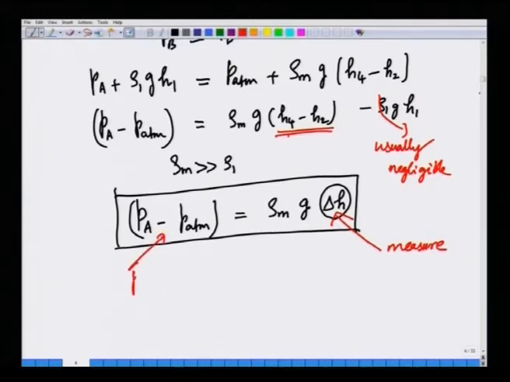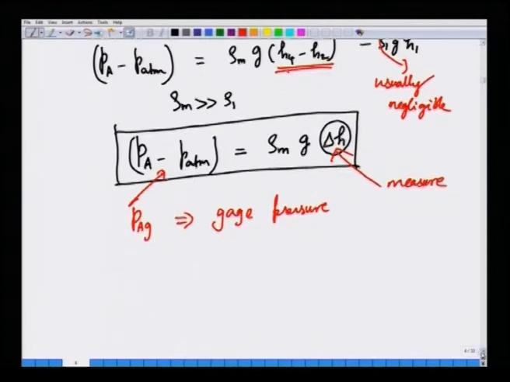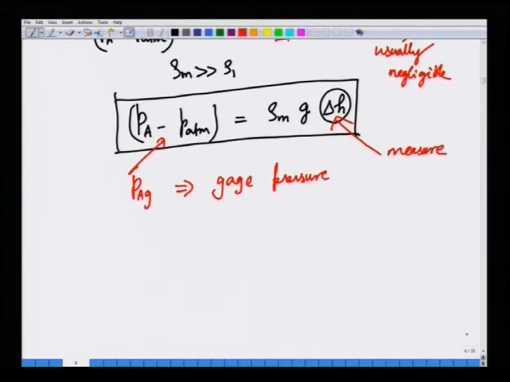Now, this difference is called the gauge pressure, as I mentioned in the last lecture. The difference between the value of a pressure at a point and the atmospheric pressure is called the gauge pressure, because that is what is measured by pressure measuring devices such as manometers. Okay. Now, how does one measure atmospheric pressure itself? Okay. In order to do that, we have what is called a barometer.